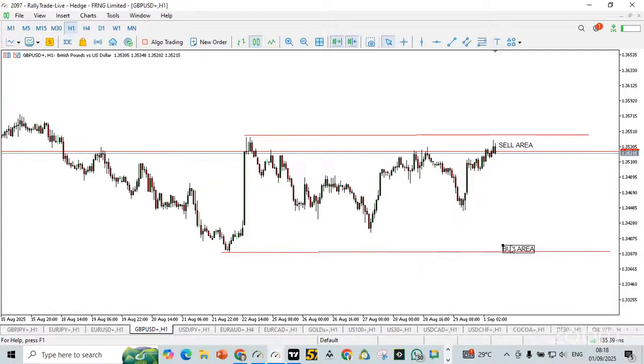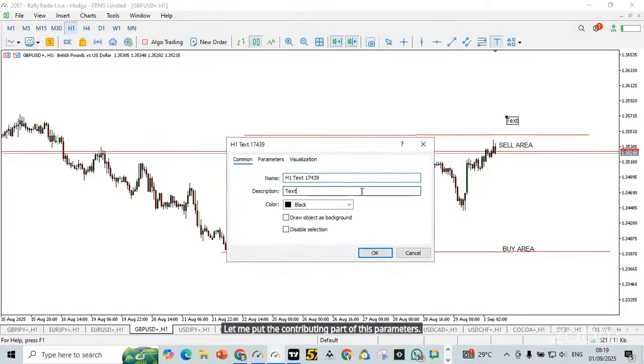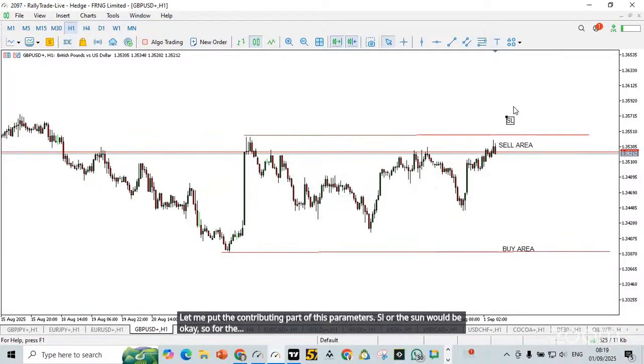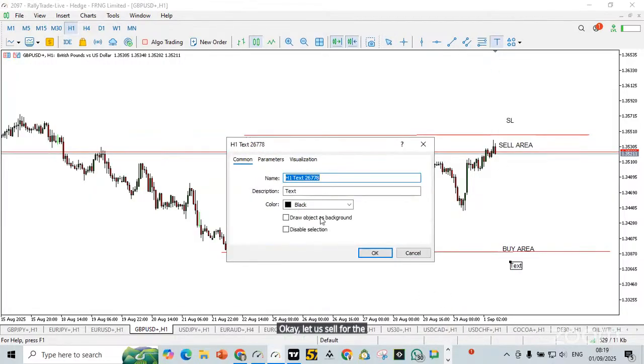Then at the same time, outside of the consolidation, let me put the concluding part of these parameters. The SL for the sell will be up here. Then the SL for the buy will be down here.